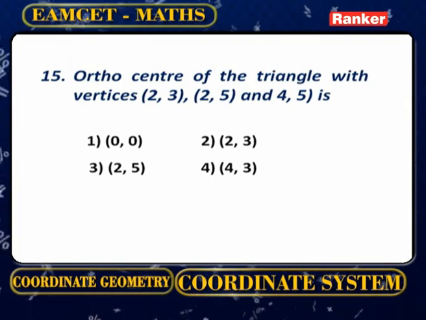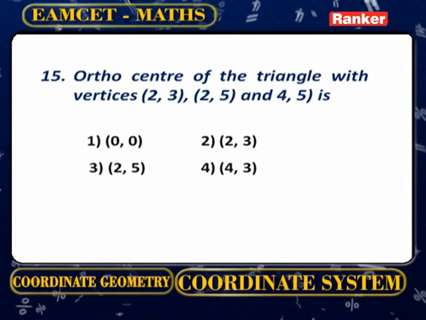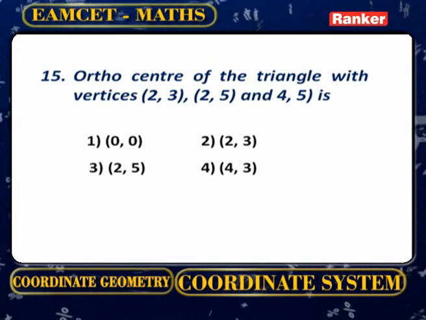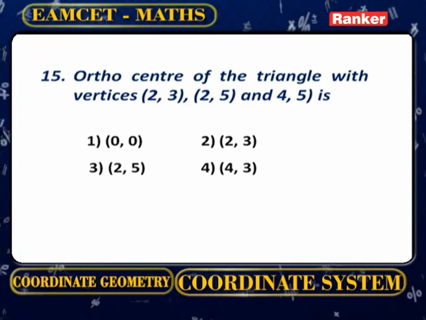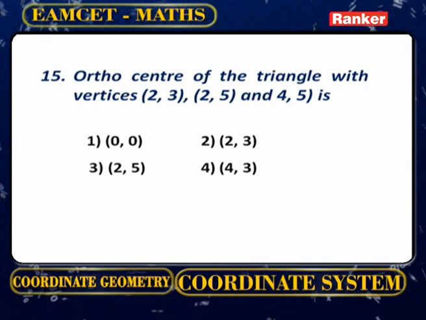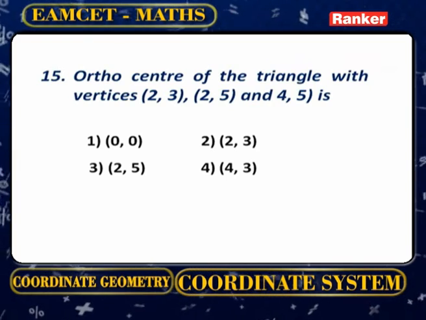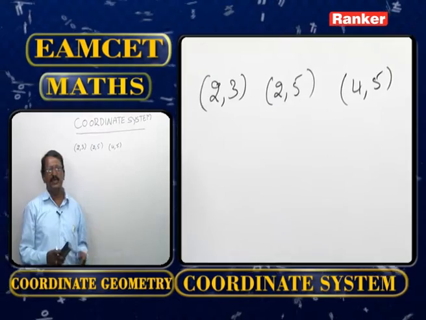The orthocenter of the triangle with vertices (2, 3), (2, 5), (4, 5). Required: the orthocenter of the triangle formed by the points (2, 3), (2, 5), (4, 5).